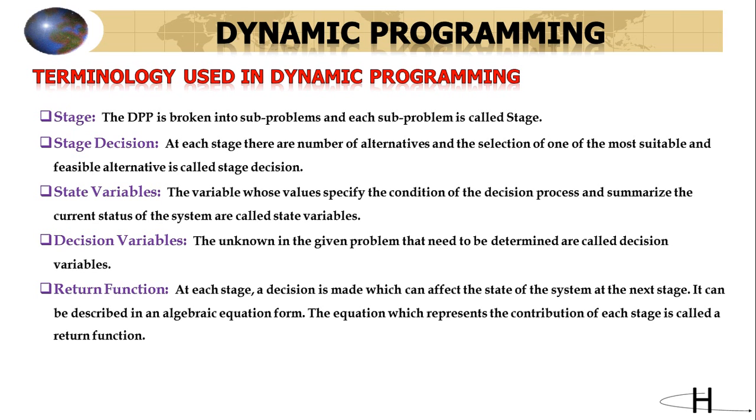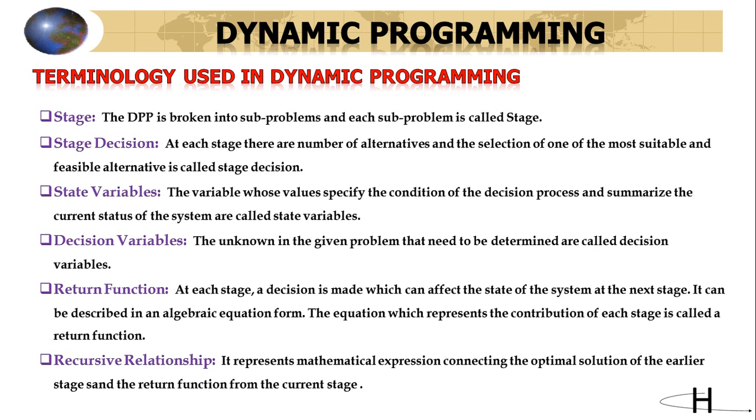Next term is a return function. At each stage, a decision is made which can affect the state of the system at the next stage. It can be described in an algebraic equation form. The equation which represents the contribution of each stage is called a return function. Next term is recursive relationship. A recursive relationship represents a mathematical expression connecting the optimal solution of the earlier stage and the return function from the current stage.